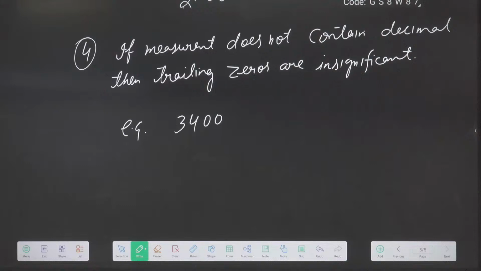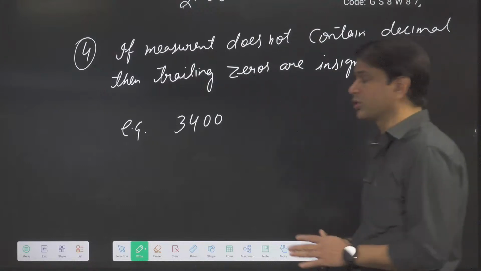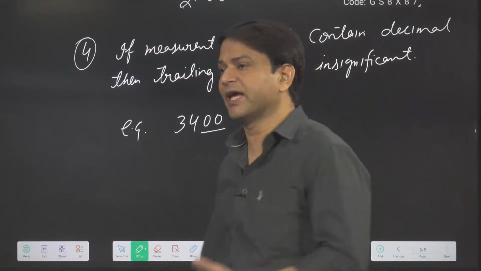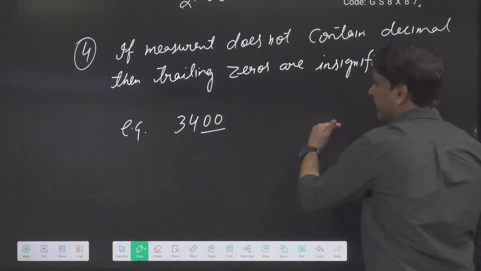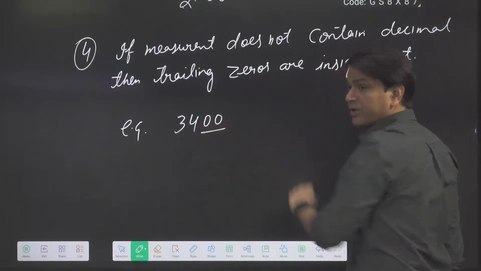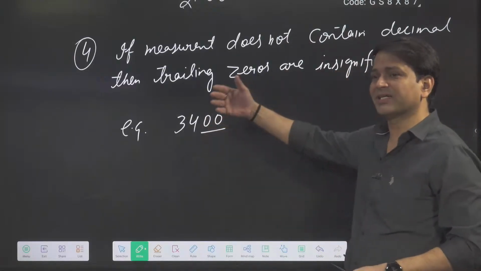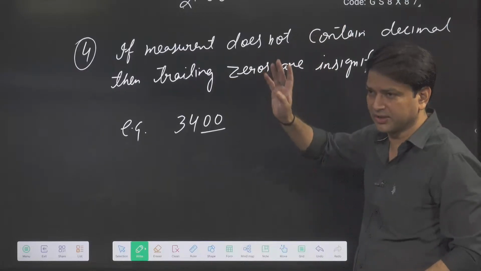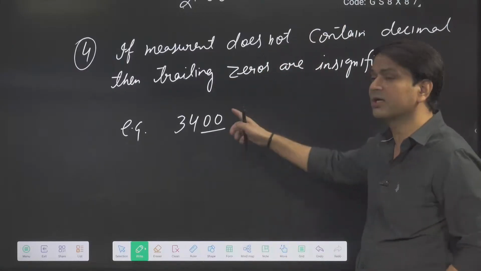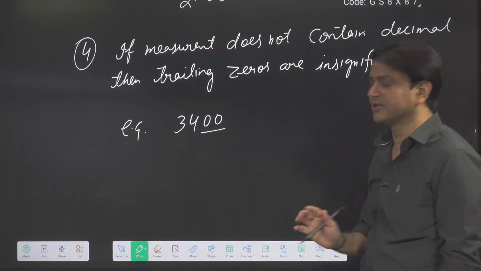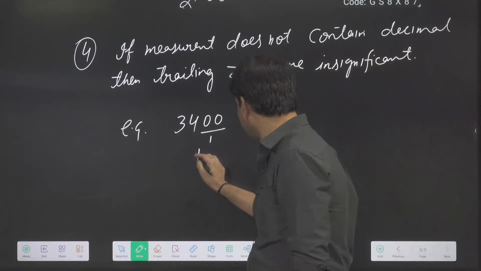Then the rightmost zeros. Rightmost zero means after that no non-zero digits are there. Because if there is any non-zero digit on this side, then what will happen? Then rule number 2 applies, and they will be significant. Okay. So what are trailing zeros? The rightmost zeros, after which no non-zero digits are there. So they are called trailing zeros. So these zeros are what? Trailing zeros.